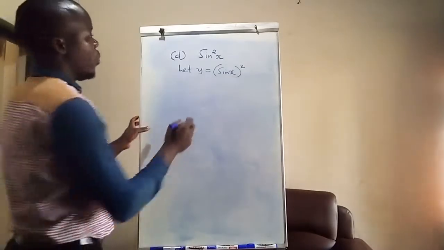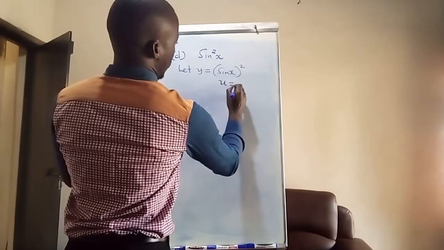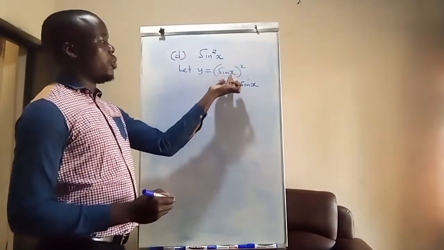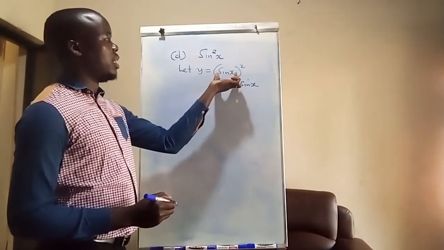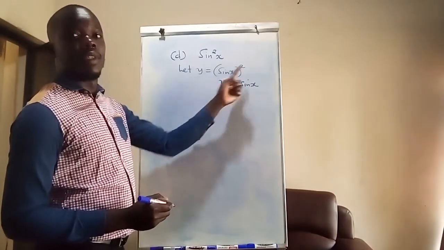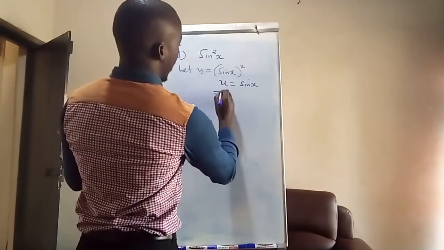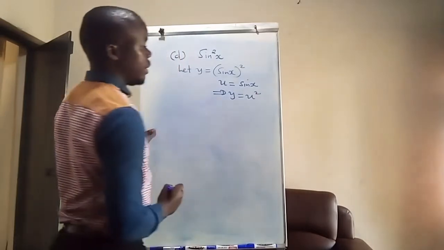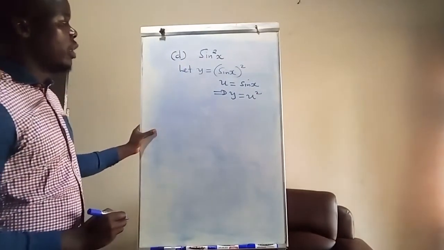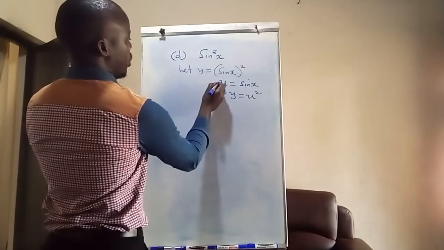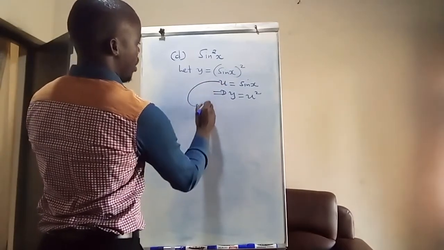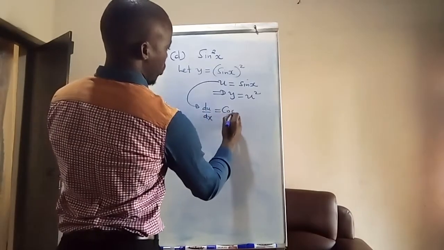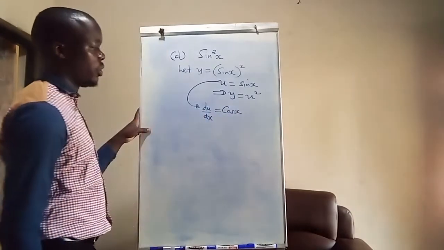Then from this point, I will let u be what is inside the bracket. This time round, I'm not letting the angle be u, but I'm calling the whole of this u because of this square here. So that now it implies that y is u squared. I differentiate the first function here. This will mean that du dx is going to be cos of x. When you differentiate sine of x, you get cos of x.